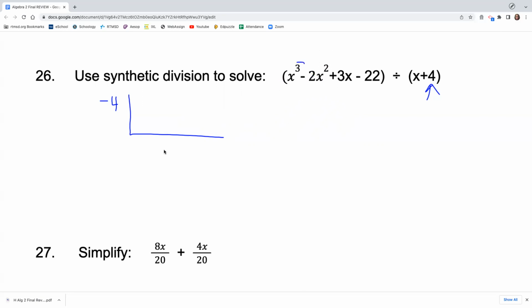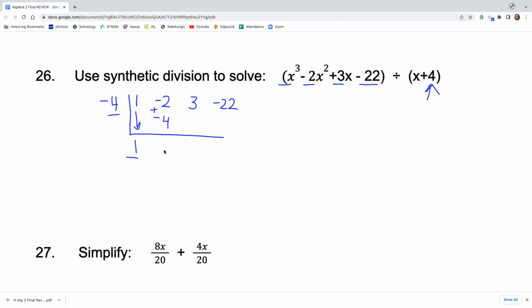But we have x to the third, x to the second, x to the first, and then a constant, so we don't have to worry about any placeholders. What you do is you put the coefficients in line right here, and you have a 1, because 1x to the third, a -2, a +3, and then a -22. The process is, whatever this number is, you write it right here. You then multiply -4 times 1, put that here.